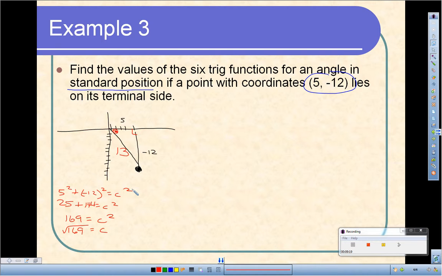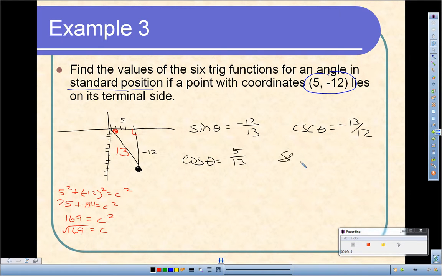So there it shows that it's not a unit triangle, and so it's not on the unit circle, but we can still find the 6 trig ratios from this because I know my reference angle is there. So my sine of the reference angle will be negative 12 over 13, so that means cosecant is negative 13 over 12. Cosine would be 5 over 13, so secant would be 13 over 5. Tangent would be negative 12 over 5, so cotangent would be negative 5 over 12. And that would be all 6 of my trig ratios.